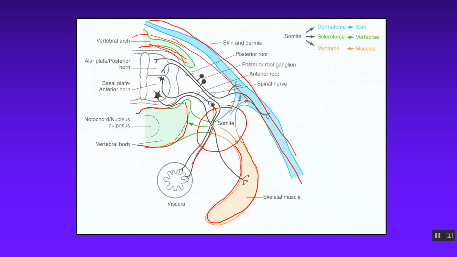Autonomic nerves come from here as well. Autonomic neurons are also part of the neural crest cells, so they're involved with the peripheral sensory nerves, but also the peripheral autonomic nerves.